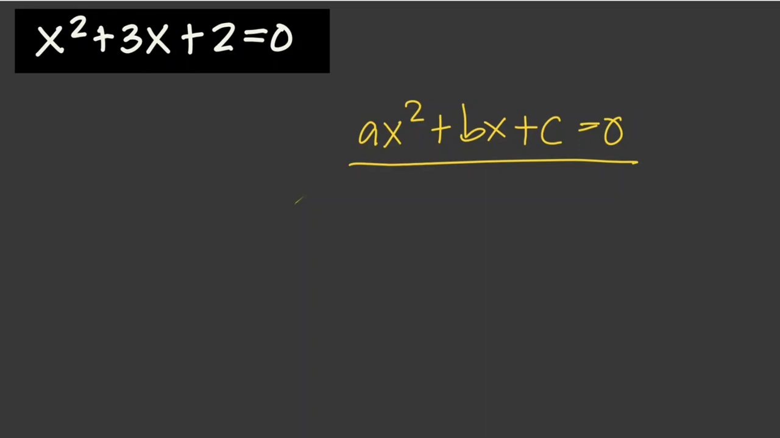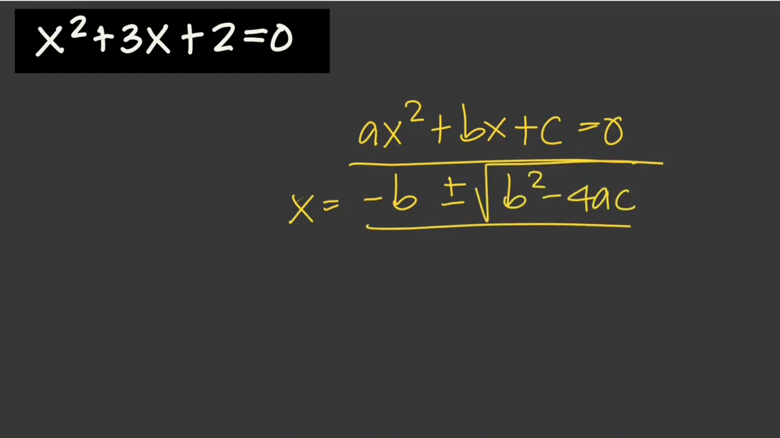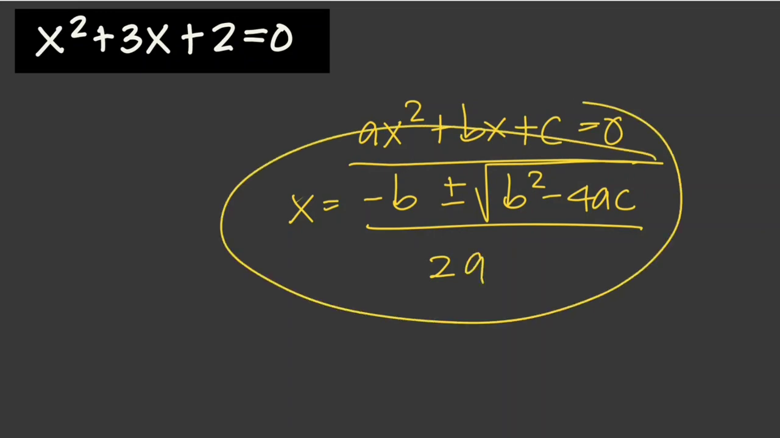By solving this using completing the square, we can get this solution: x equals negative b plus minus square root of b squared minus 4ac over 2a. Now this solution is very important. As we solved a general equation by completing the square, we can use this formula to solve any quadratic equation.